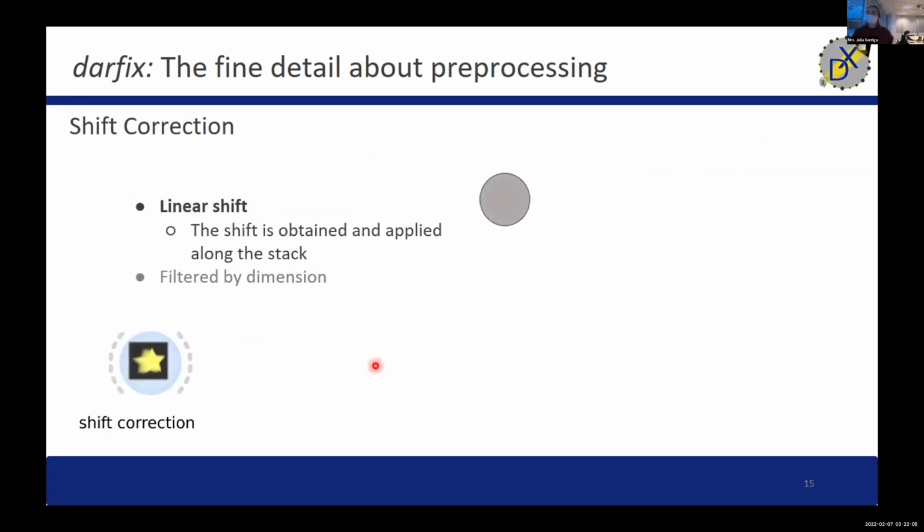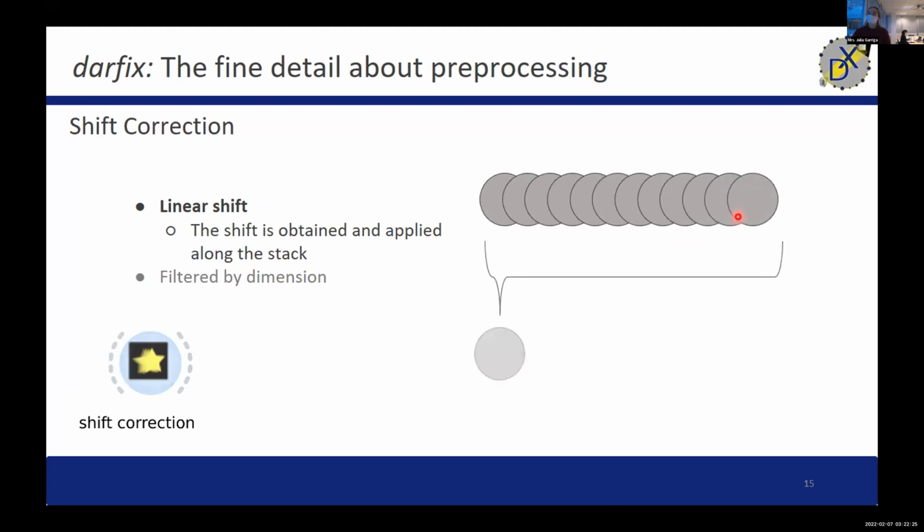After that, we have the shift detection and correction. In Darfix, the shift is assumed to be linear along all the stack of images. This means that at a certain position in the stack, the shift applied to that image will be the sum of all your previous shifts, because the idea is to move all your images so that the brain is at the same position as the first image in the stack.